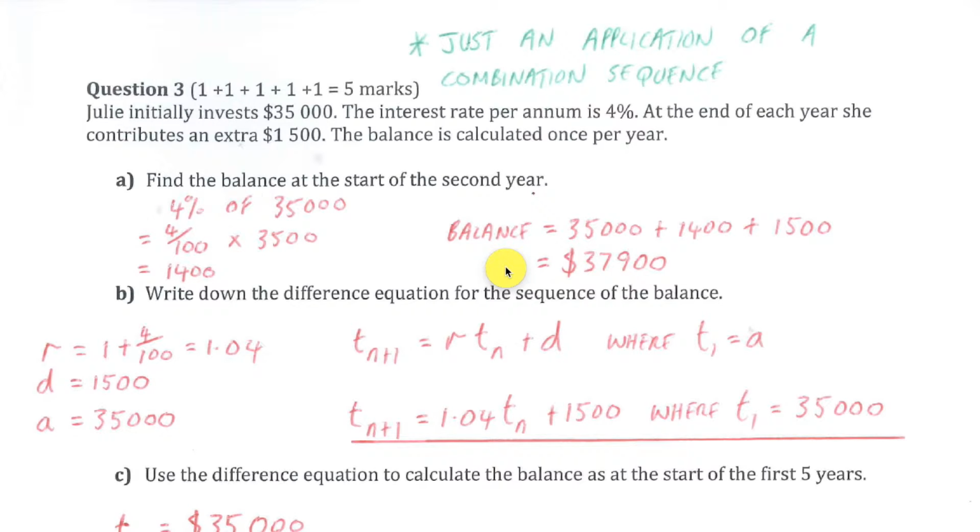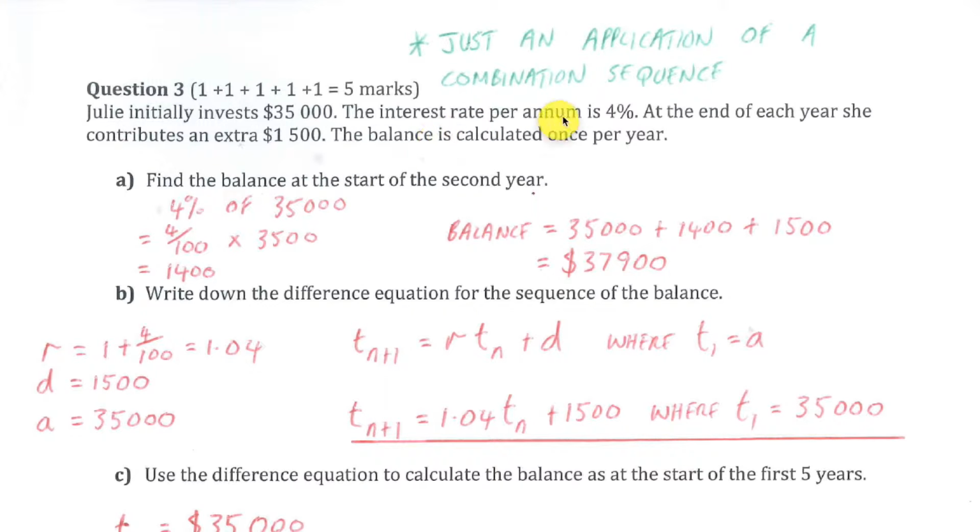Julie initially invests $35,000. The interest rate per annum is 4%. At the end of each year, she contributes an extra $1,500. The balance is calculated once per year. In part A, we just need to find the balance at the start of the second year. So it's a very simple mathematical calculation.